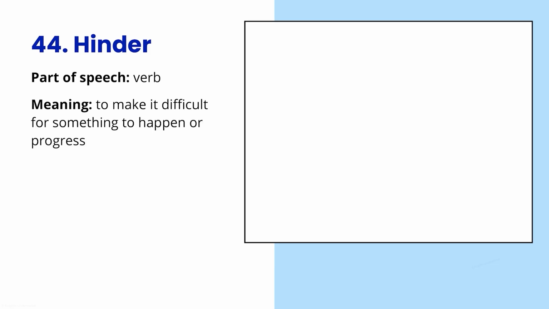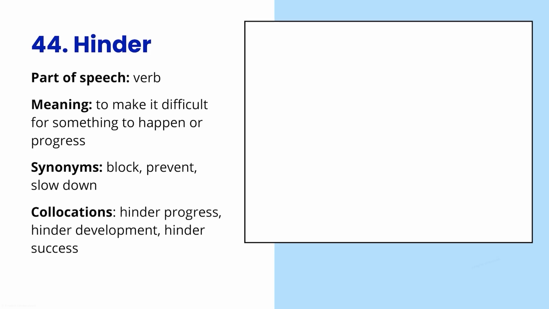Moving on to 44, which is hinder. Hinder is a verb and it means to make it difficult for something to happen or progress or to move forward. Synonyms: block, prevent, slow down. Collocations: hinder progress, hinder development, hinder success. So for all of these things, it simply means that it makes it difficult for these things to happen.